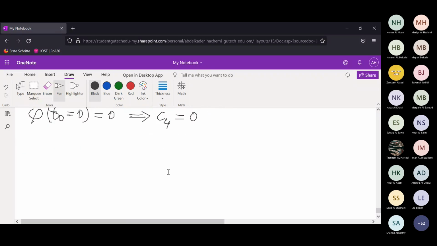Then we get the expression for phi at time t equal to omega dot t square divided by 2, if we integrate the previous equation, plus omega 0 times t. This is the expression for the angle phi.